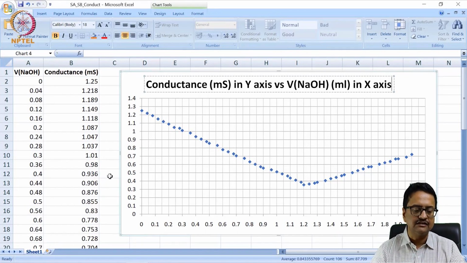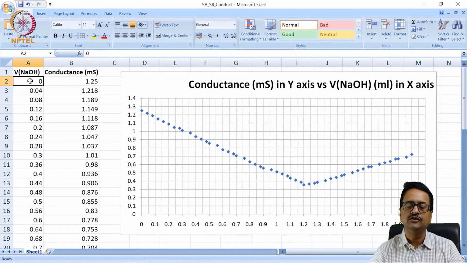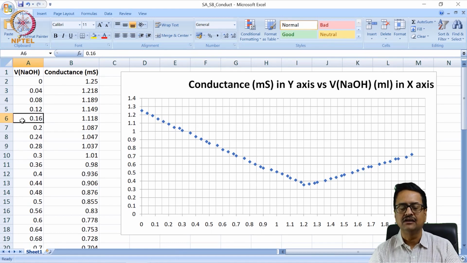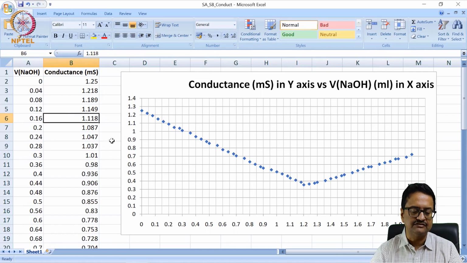What you can see here is that I am demonstrating it with the data of strong acid versus strong base titration, that is HCl versus NaOH. In that experiment, we generated the data with different volumes of NaOH and the corresponding conductance in millisiemens that was recorded. If you remember, we took the data at every interval of 0.04 ml of NaOH being added, and then we equilibrated the solution to reach a stable conductance value and recorded the conductance values.